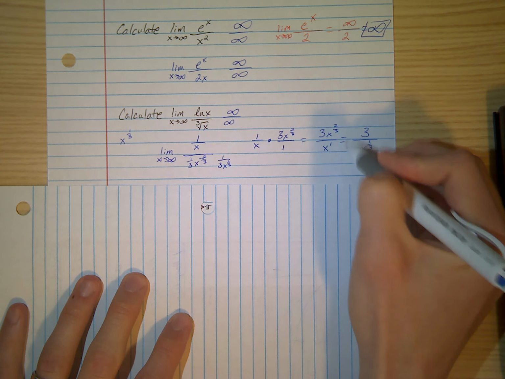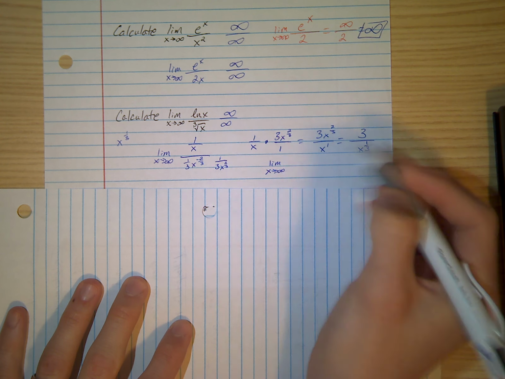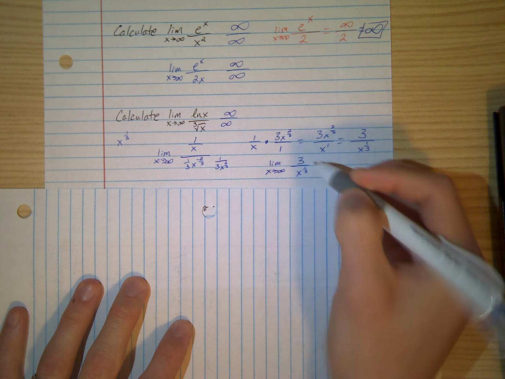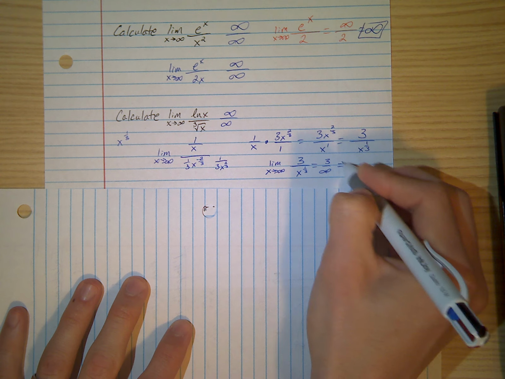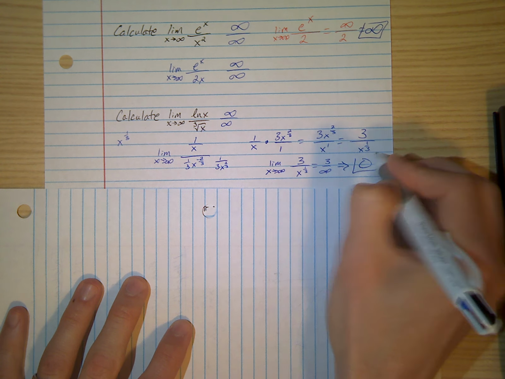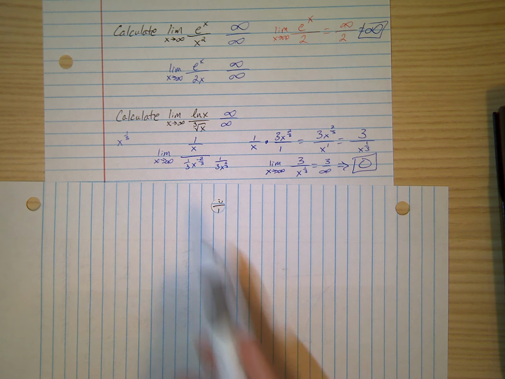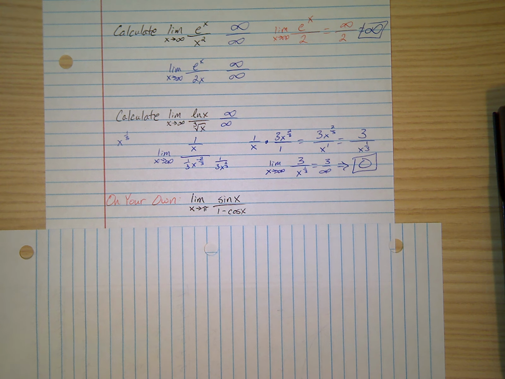Now, if you take the limit of that as x approaches infinity, you have 3 divided by a really, really big number, which actually would approach 0. Okay, so you could continue to do L'Hopital's rule if you needed to, but just recognize that there's some algebra that makes the problem easier.